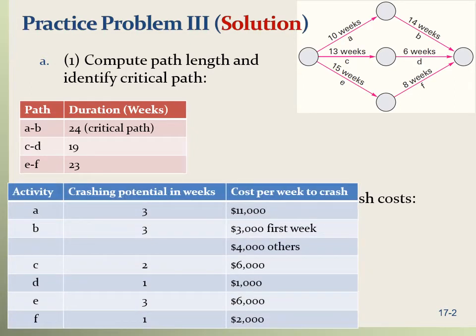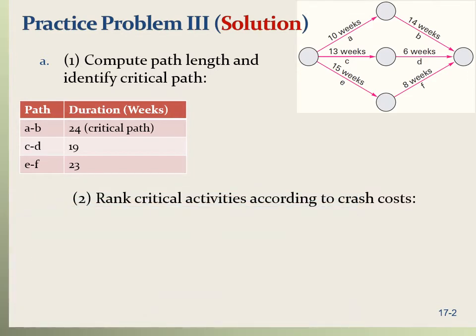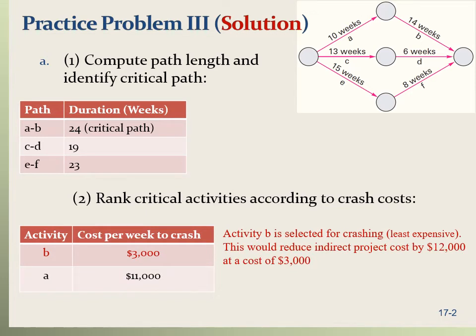So for activity A, the cost of crashing 1 week is $11,000. For activity B, the cost of crashing is $3,000 for the first week. We are not interested right now in the other activities, C, D, E, F, because they are not on our critical path. The critical path right now is path AB. So between A and B, B looks to have a smaller cost. So we're going to select activity B for crashing, the least expensive activity.